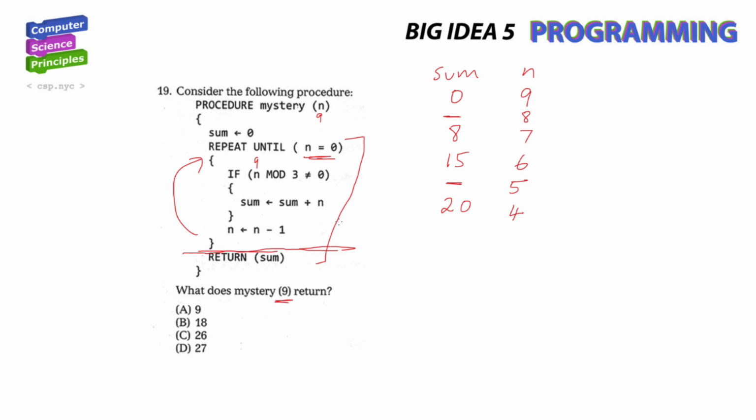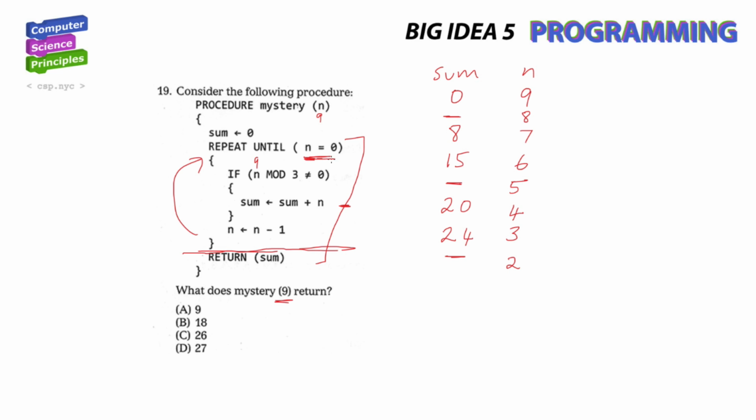So therefore, we're going to go into the sum, and the sum becomes the previous sum plus the n, which is 24. 3 comes here because we deduct 1 from the n. 3 does not equal 0, so we go inside. 3 mod 3 is 0. 0 does not equal 0 is false, so therefore we're going to skip this bit again. And so there's no change in the sum. The n deducts by 1, so that becomes 2.